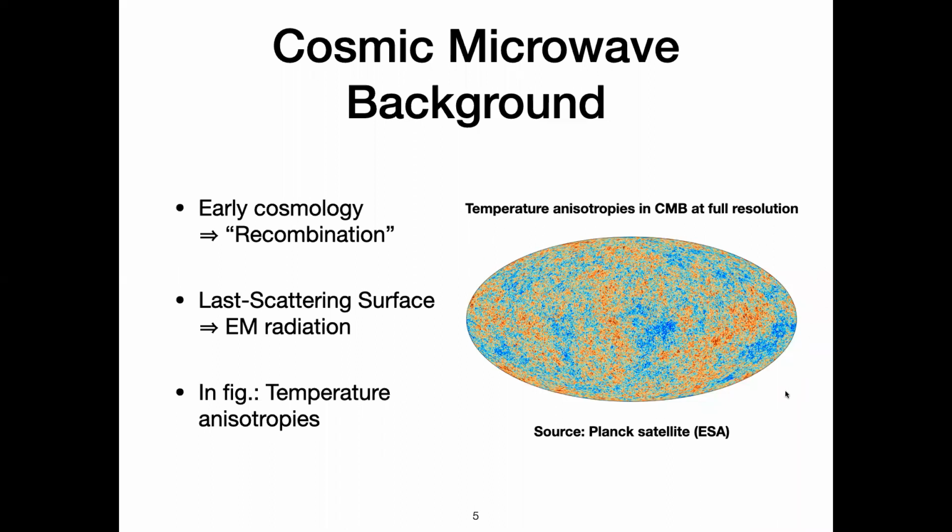This image has been taken by the Planck satellite, which has studied the CMB extensively. It shows the temperature anisotropies, which we'll be dealing with mostly, in the CMB at full resolution. This is the temperature distribution at this surface, but as you can see, it is not isotropic, it is different at different points. And so we can calculate the anisotropies in the temperature distribution.